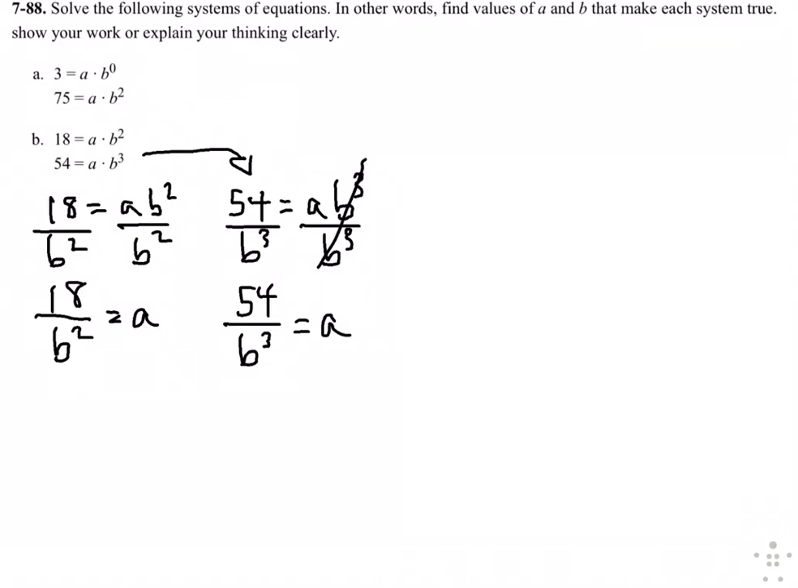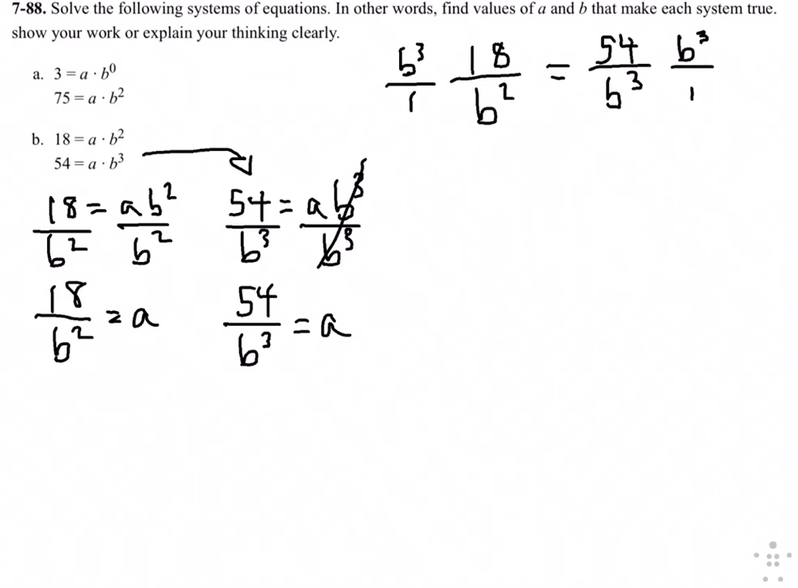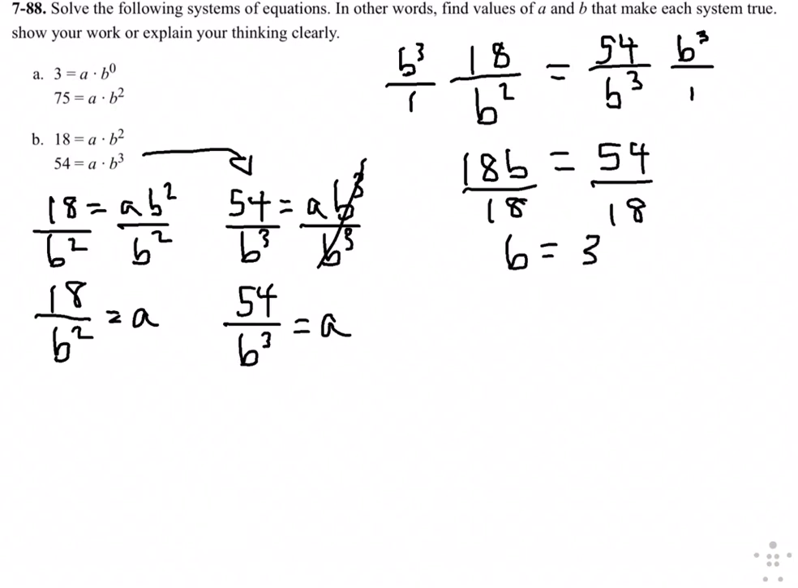So I have 18 over b squared equals 54 over b cubed. And if I multiply both sides by b cubed, right? So now I'm left with 18b, because the b squared and the b cubed became b, equals, and these b cubes cancel out, 54. And I divide both sides by 18, and I get b equals 3.